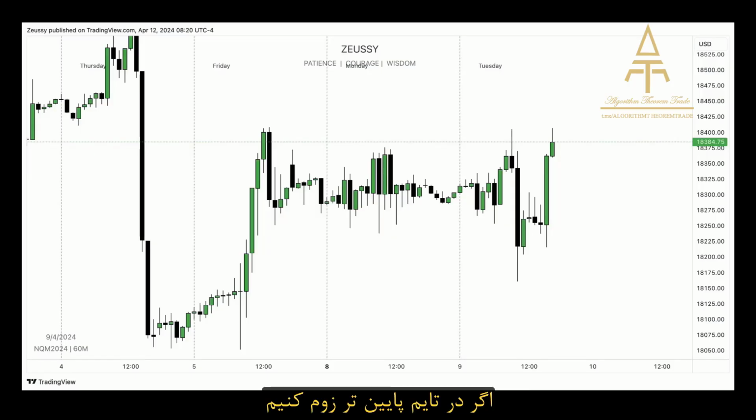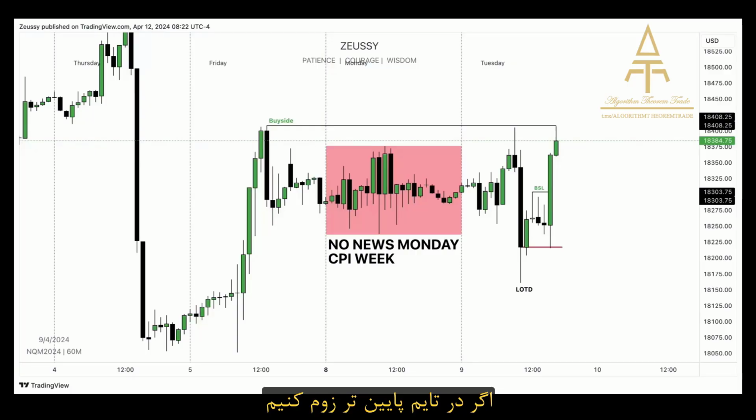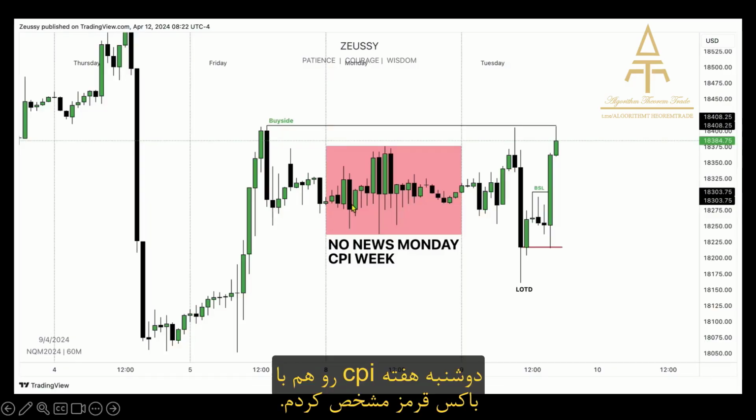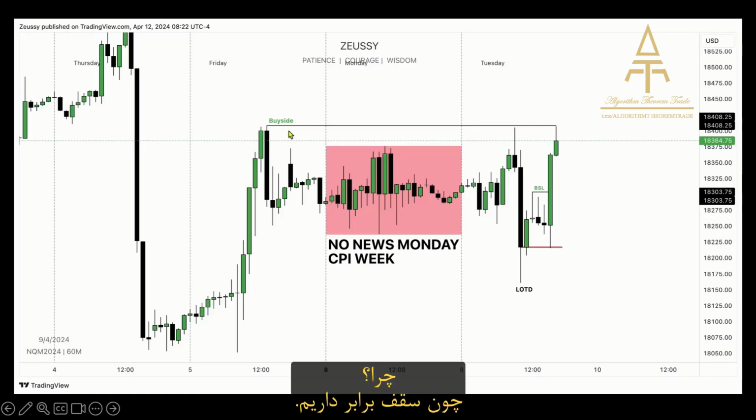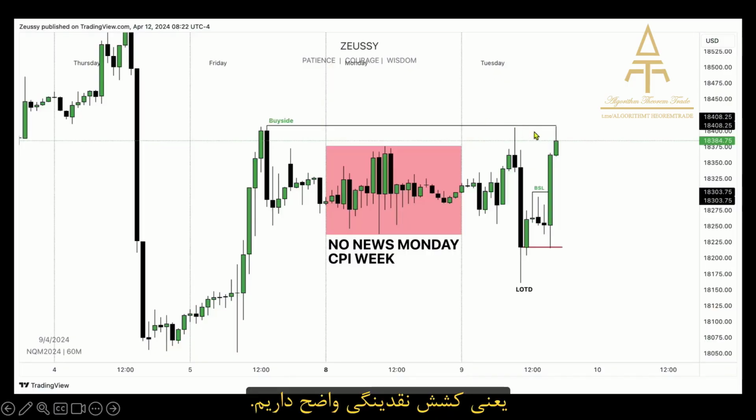If we then zoom in on the lower time frame, we can see here I have annotated the Tuesday delivery. I'm avoiding the no news Monday within this CPI week, so I've put a red box around it. What I've done is that I've annotated the buy side liquidity of Friday and the high of Tuesday. Why? Because relatively equal highs have been created, meaning I have a clear draw on liquidity. I know that buy side liquidity is engineered above here.